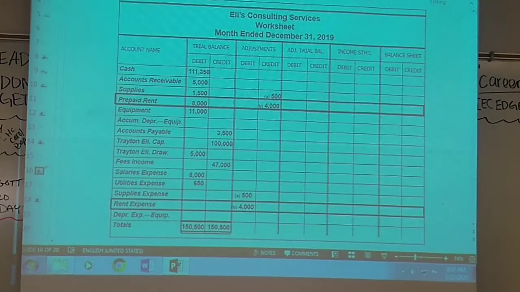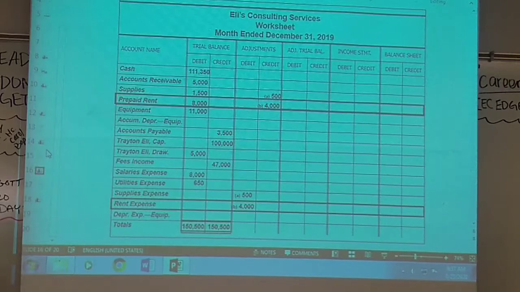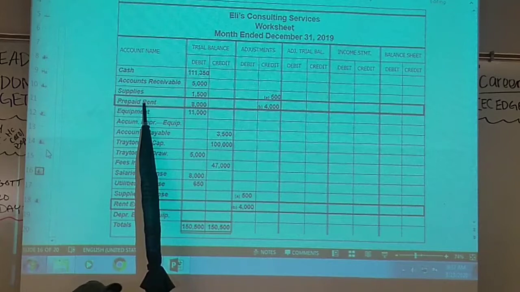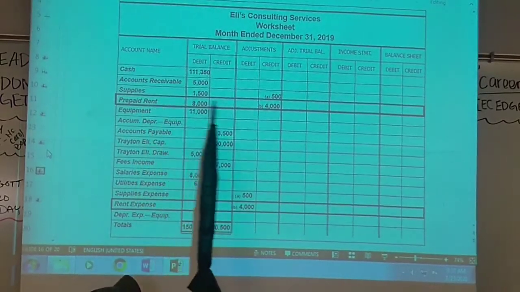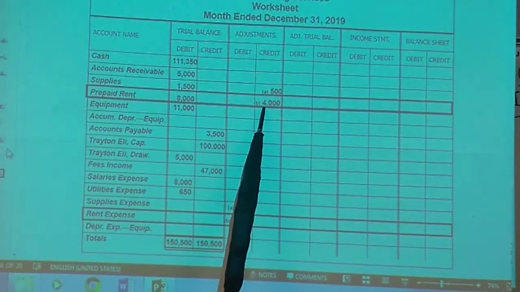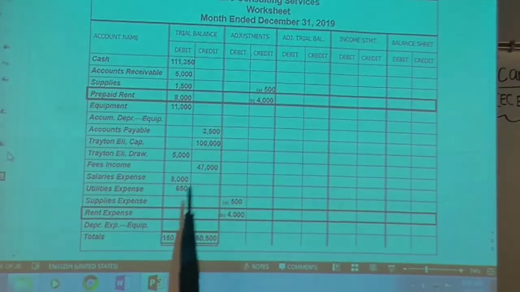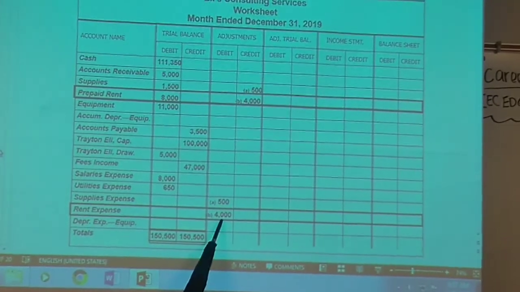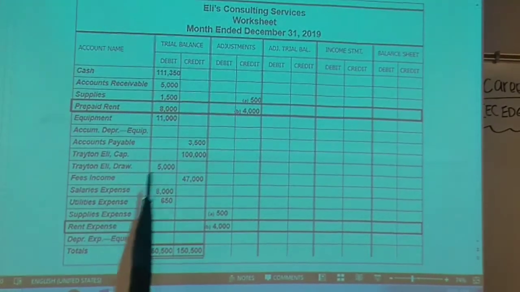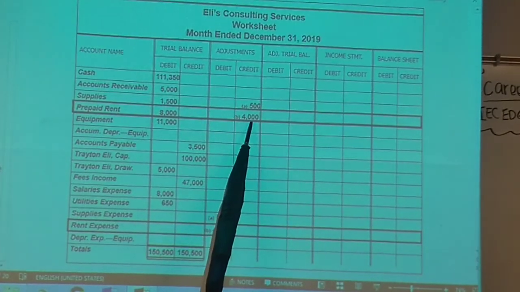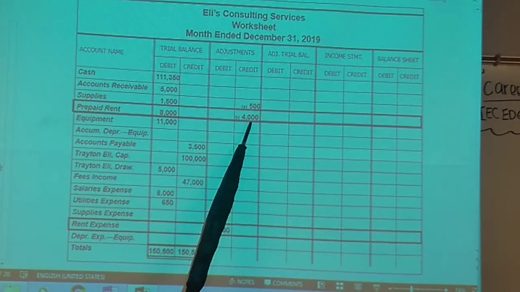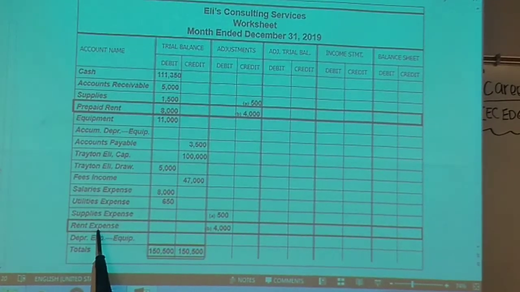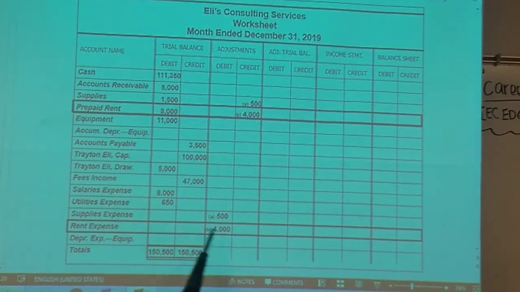So it should look like this. Under prepaid rent, again, that's an asset. We're decreasing that prepaid rent by $4,000. And then here, under rent expense, we're debiting $4,000. So again, we're decreasing the value by $4,000 by crediting it. And then over here, we're increasing our expense by debiting it.